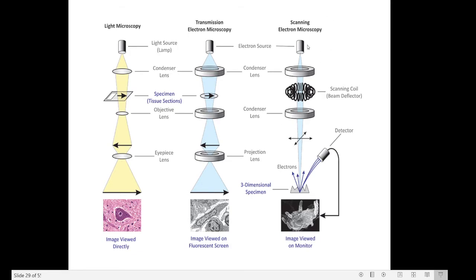Another thing is scanning electron microscopy. The same electron beam is passed through the condenser lens. The condenser lens passes the beam to the scan coil. That coil is a beam deflector. Then after that we have another condenser lens. This condenser lens is producing the signal, that is producing the light.